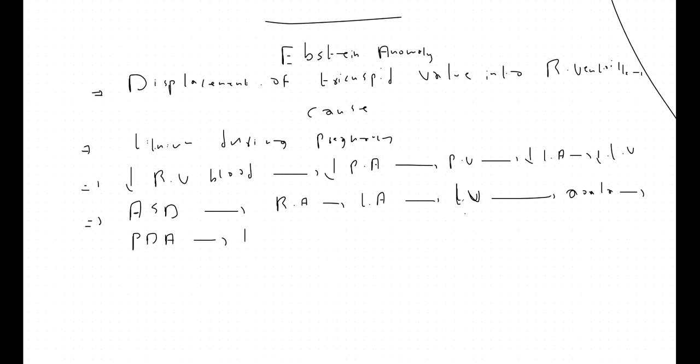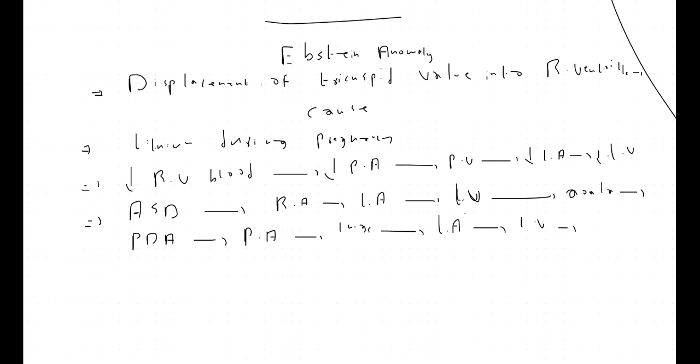So the PDA should be created, which will allow the blood to go to the pulmonary artery. Once the blood goes to the pulmonary artery, it will go to the lungs, and from the lungs the blood will return back to your left atrium. That will be oxygenated blood, and it will go to the left ventricle. From the left ventricle, it will go to the aorta. So this is what happens.